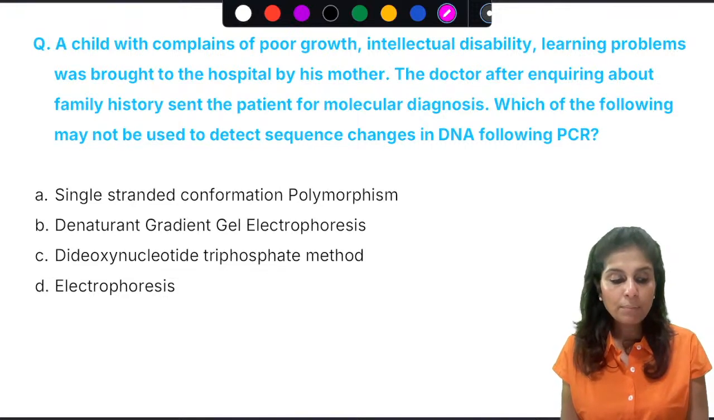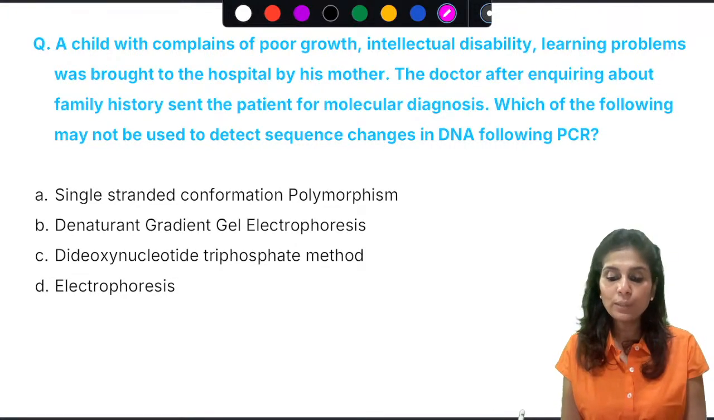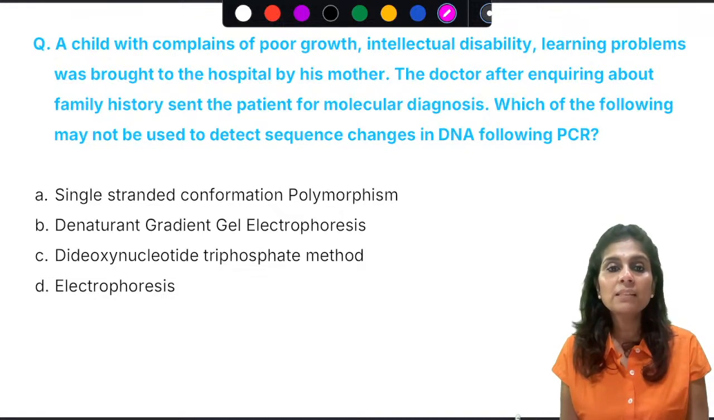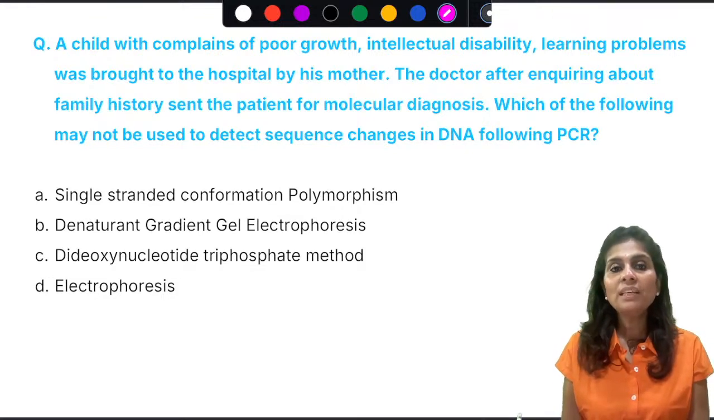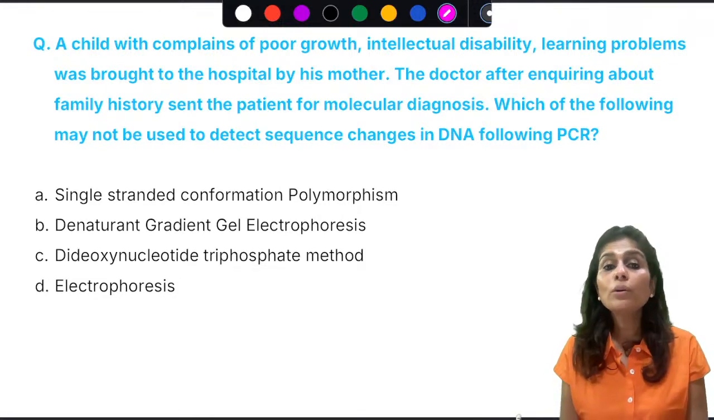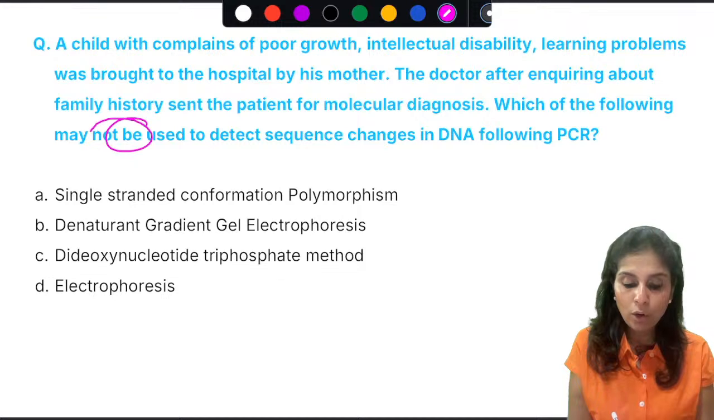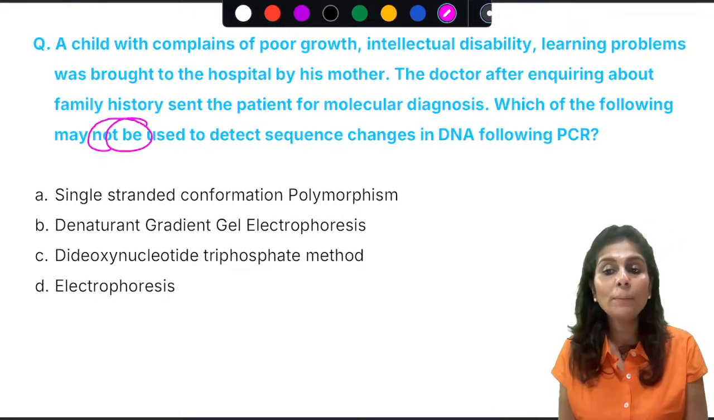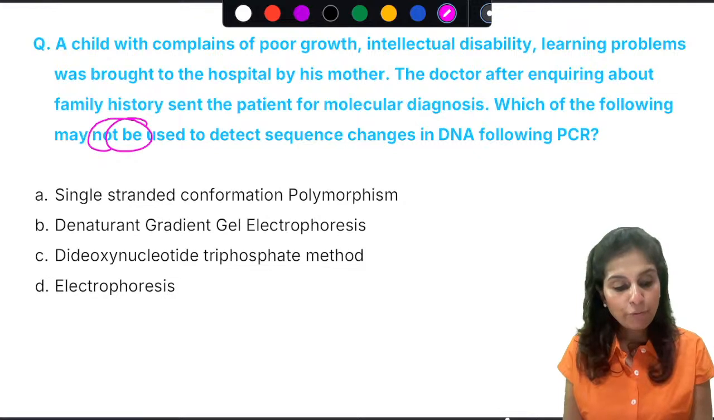A child with complaints of poor growth, intellectual disability, and learning problems was brought to the hospital by his mother. The doctor, after inquiring about family history, sent the patient for molecular diagnosis. Which of the following may not be used? Please understand, may not be used to detect sequence changes in DNA following PCR. So let me wait for you to answer.